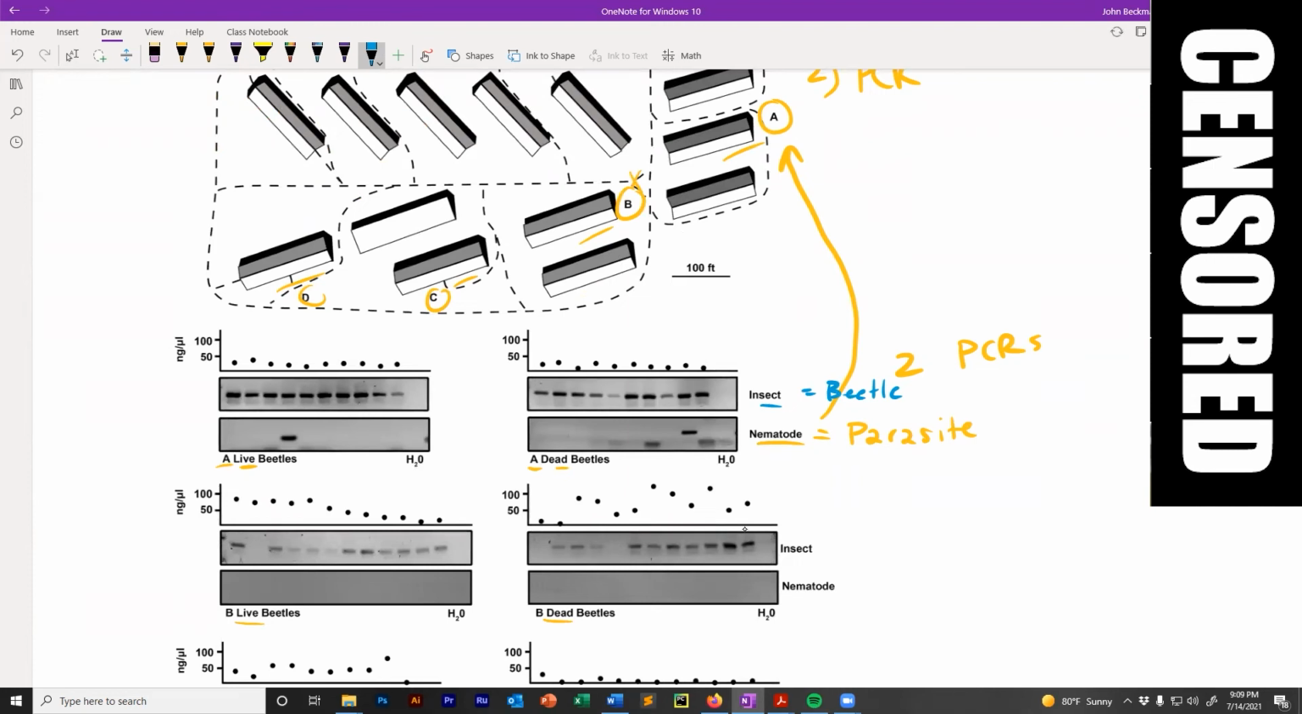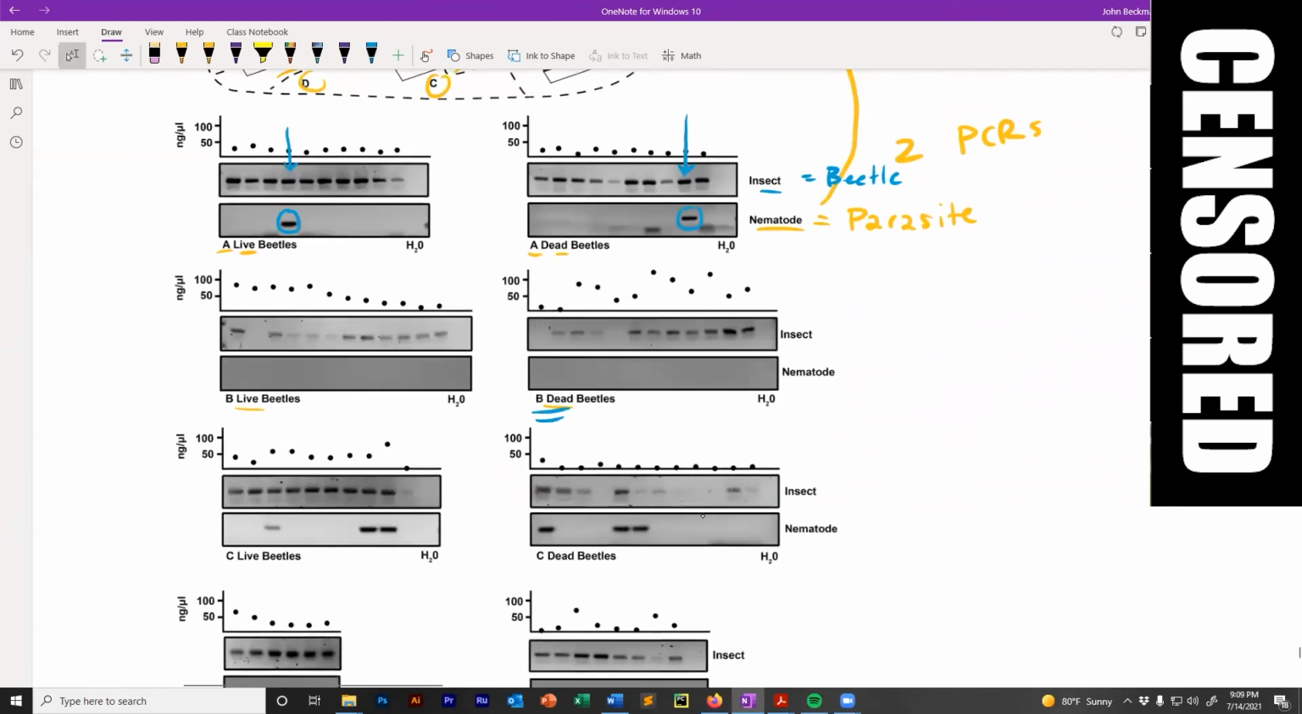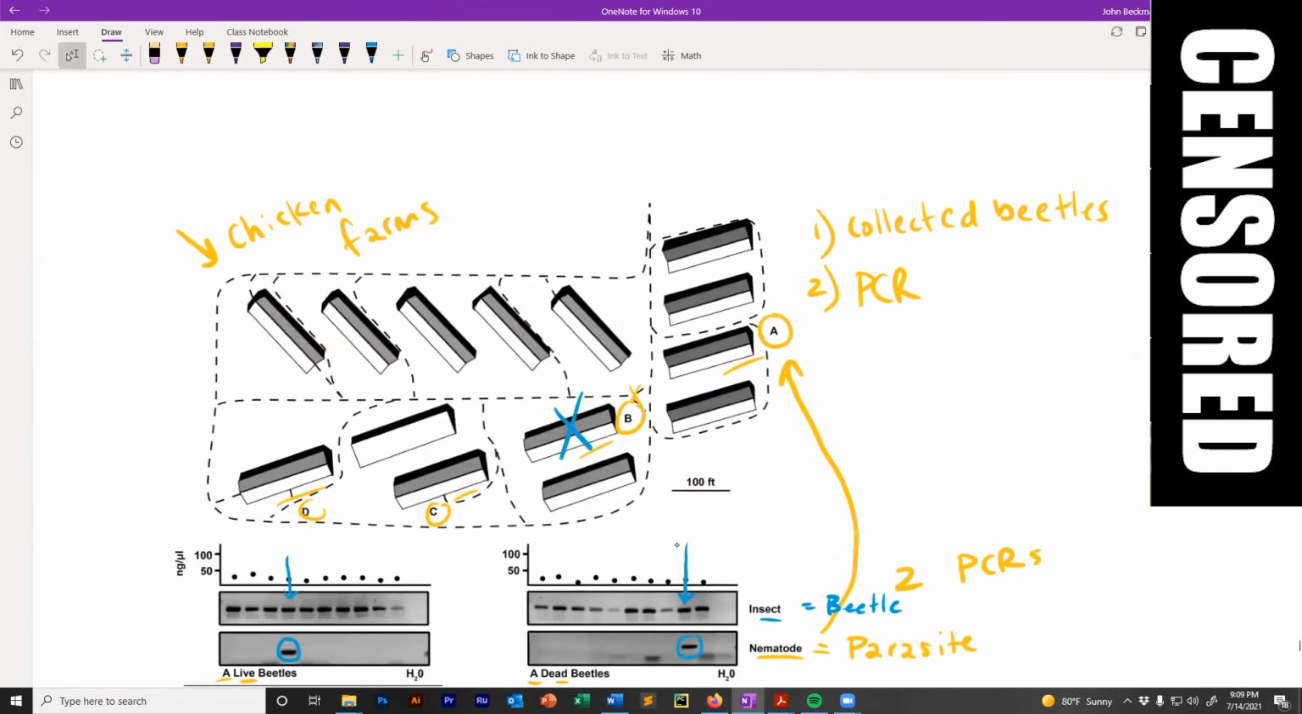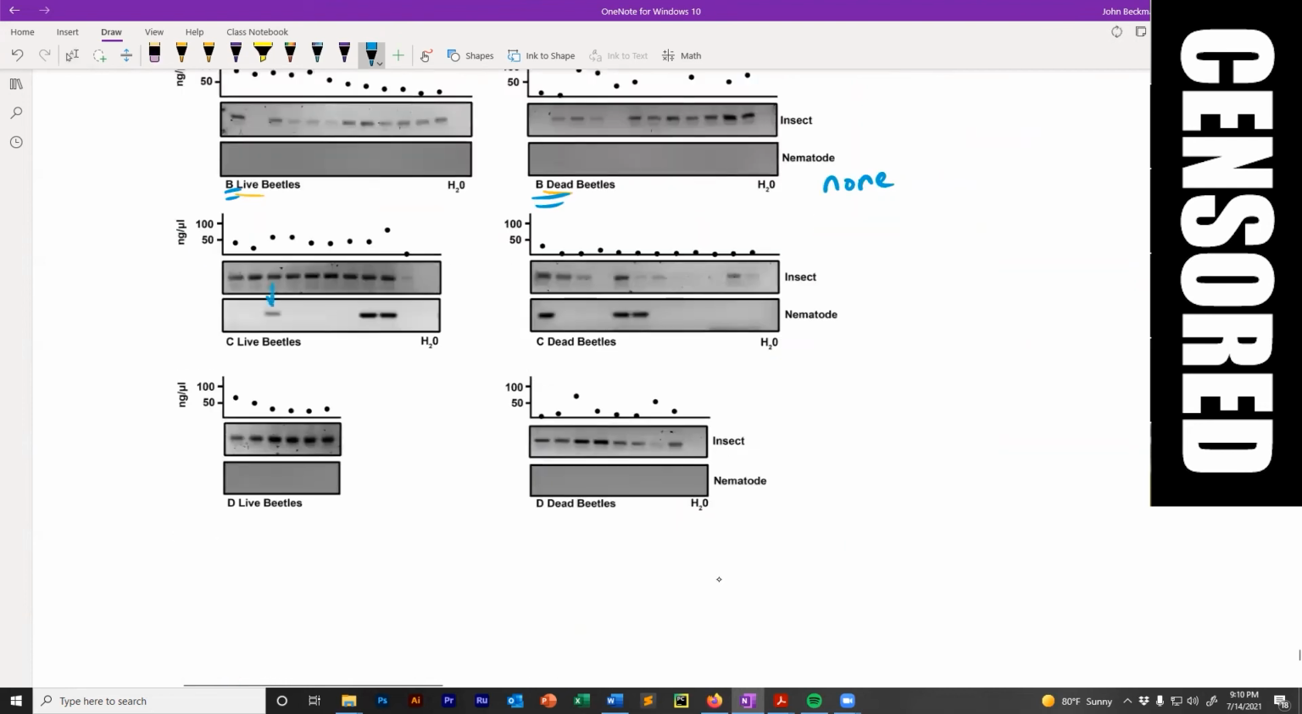Okay. So we would conclude that this beetle has the parasite. This beetle has the parasite. In B, none of the beetles had parasites. There were none. So B was no parasite. In C, this beetle had the parasite. This beetle had the parasite, etc.